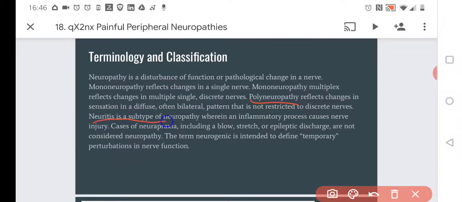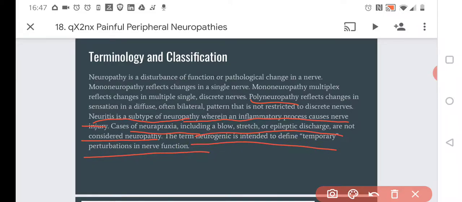Neuritis is a subtype of neuropathy when an inflammatory process causes a nerve injury. So there is an injury to the nerve caused by inflammation. There is also neurapraxia. Causes including a blow, stretch, or epileptic discharge are not considered neuropathy. The term neurapraxia is intended to define temporary perturbations in the nerve.